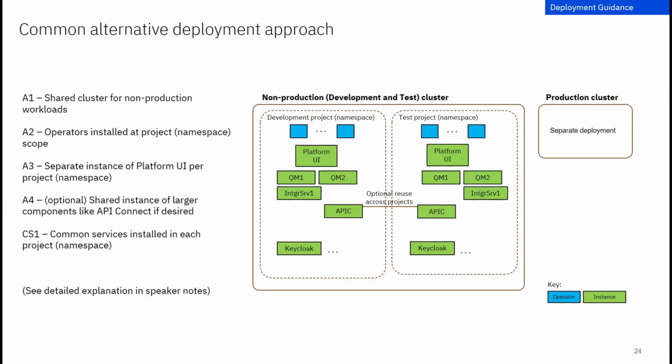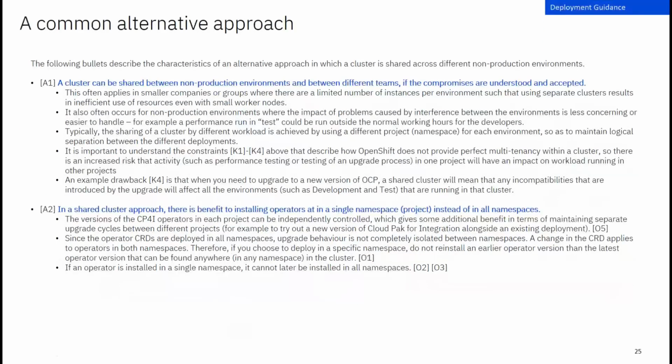For non-production, clusters can be shared. Operators are installed at project scope with separate platform UI instances per project and optional shared components. Cluster sharing is common in smaller setups, with logical separation via namespaces. Constraints are considered, and operator versions are controlled per project.